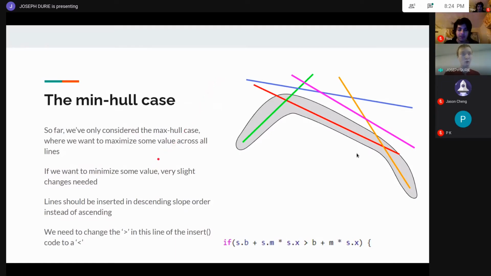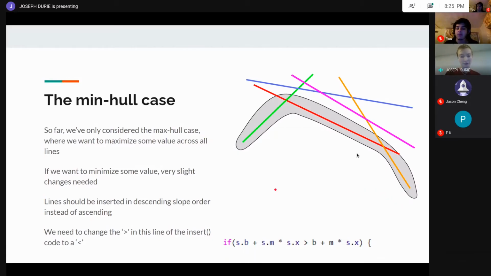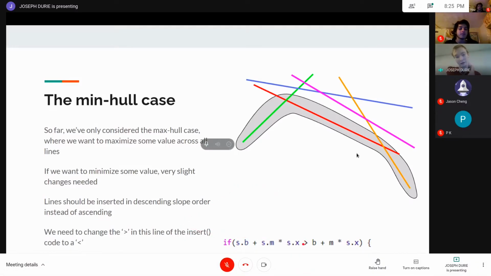So the one thing we have to keep track of, though, is if we want to do a minimum hull, like we want to get minimum values, you want to have your lines inserted in descending slope order instead of ascending, right? So if you look at what a minimum hull would look like, it's like the opposite of what we had before, where you start off with a positive slope, then you go to a small negative slope and then a bigger negative slope. So the lines are decreasing in slope this time. But it turns out if we want to change our code for this, all we have to do is change this greater than to a less than in the insert code, and everything else is the same.